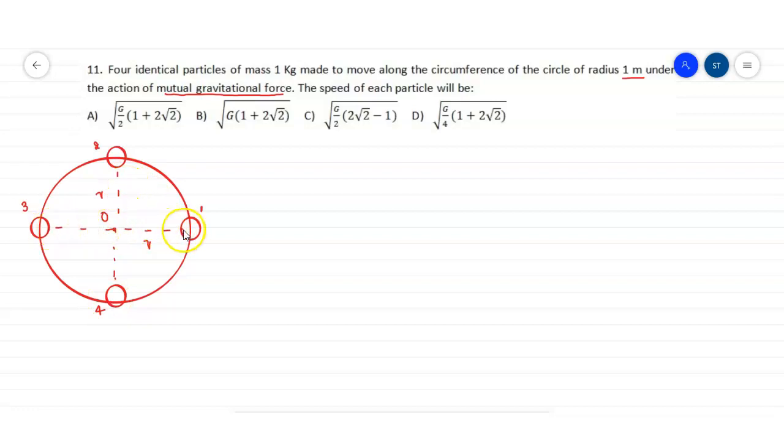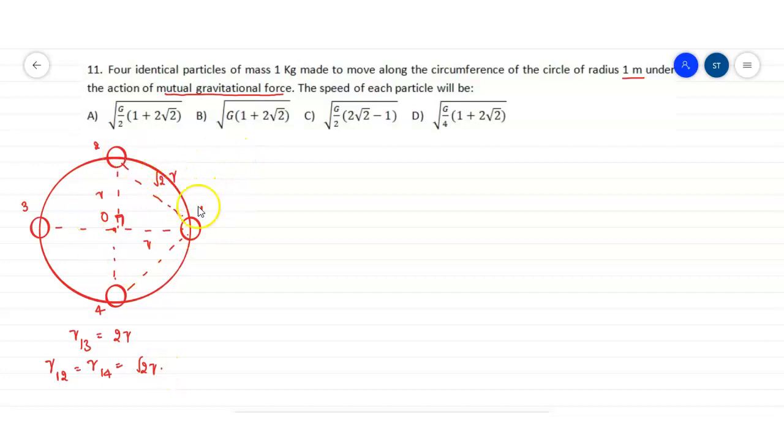Now the distance between particle 1 and 3, r13, will be the diameter, 2r. The distance between 1 and 2 and between 1 and 4 will be equal, symmetrical situations. How much will that be? For r12 and r14, if you consider this triangle, it is a right angle triangle. Two sides are r, so the hypotenuse will be root 2 r. You can simply use Pythagoras theorem. So r12 and r14 both are equal to root 2 r.